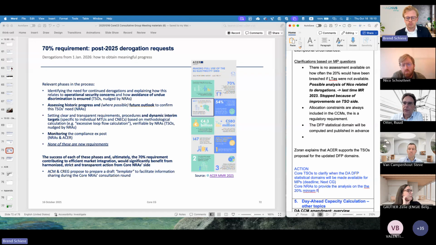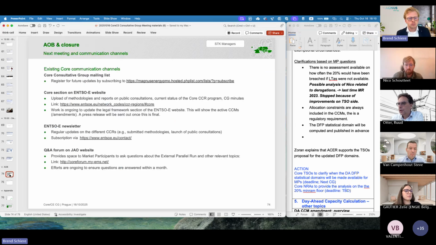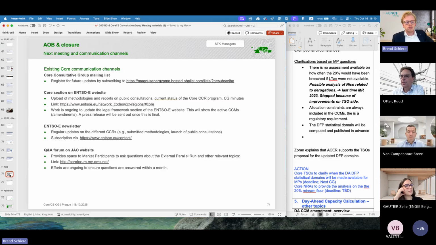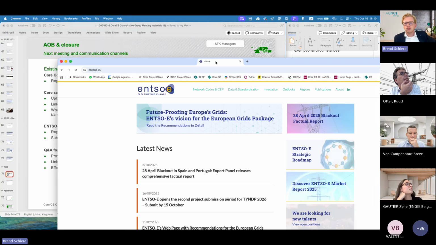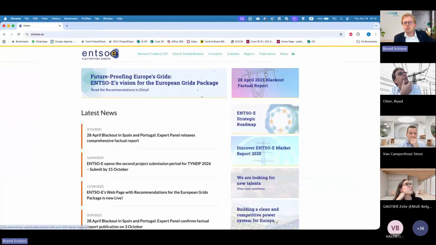Okay, then we are at the final point of the agenda, the AOB. During the talks around the meeting, we discussed that a lot of information that is available is not known to a lot of parties. So here we wanted to highlight again the Core section on the ENTSO-E website, and give you a short tour there.